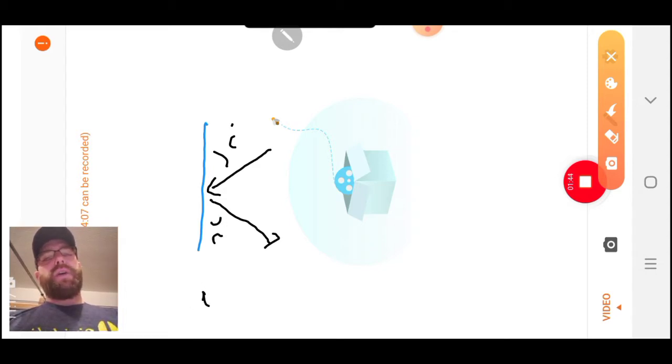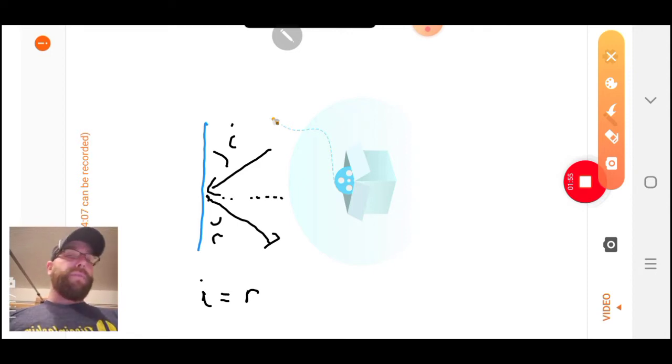I, the angle of incidence, is always going to equal R, the angle of reflection. That is called the law of reflection. So whatever angle it comes in at is the angle it bounces off at. The angle of incidence equals the angle of reflection. All right, those are always going to be equal.